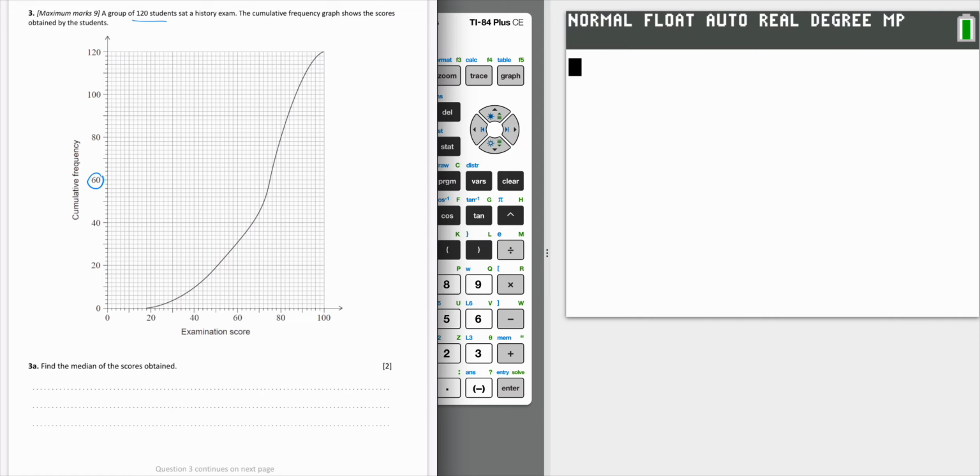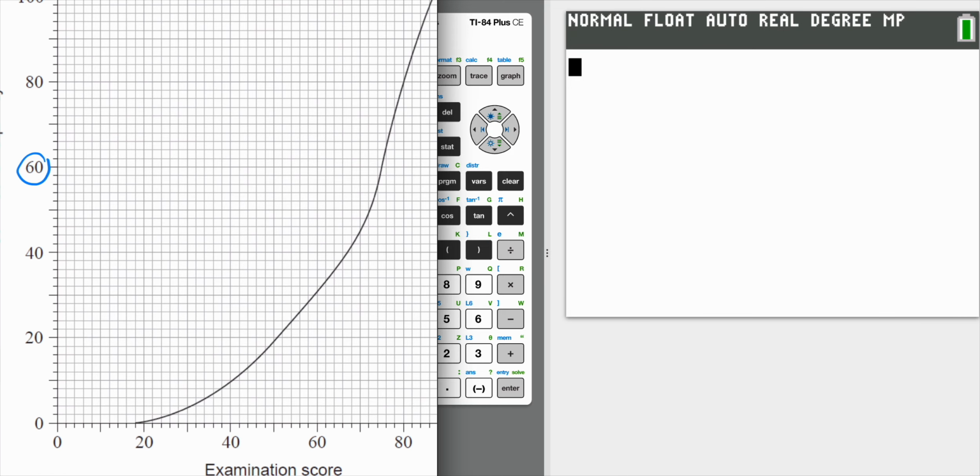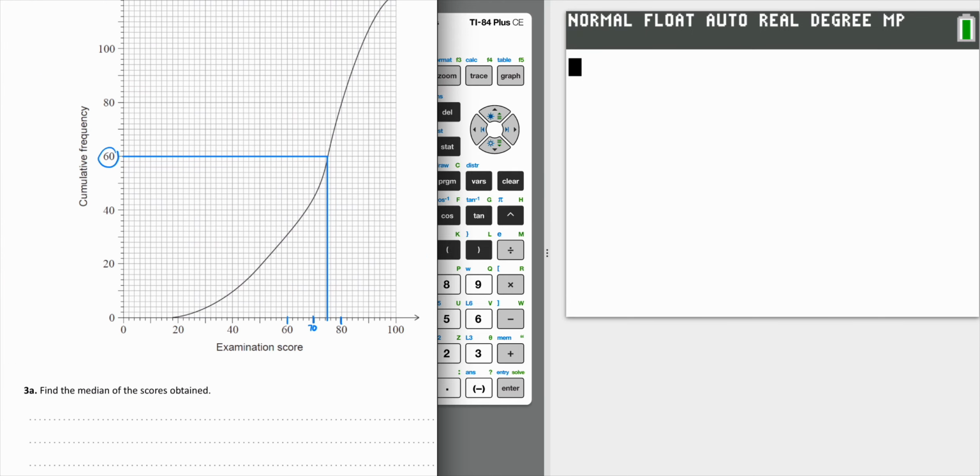So I'm going to go to 60, and I'm just zooming in to make it a little bit easier, go across here until I find where it hits my graph. And I can see it's roughly in between those two lines. So I now just need to work out what that is. So this is 70, which is halfway between 60 and 80. And therefore I can see it's approximately 75.